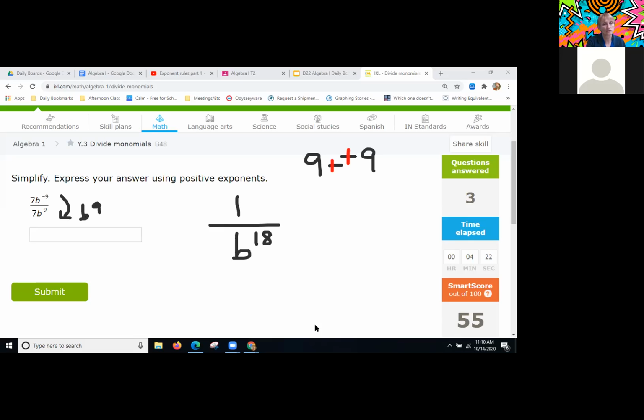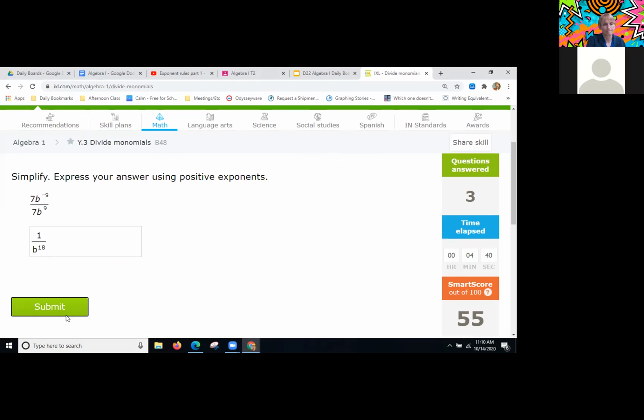We do need the fraction. So I click fraction, 1 on the top because nothing's left up there. Just 7 divided by 7 is 1. B to the 18th.